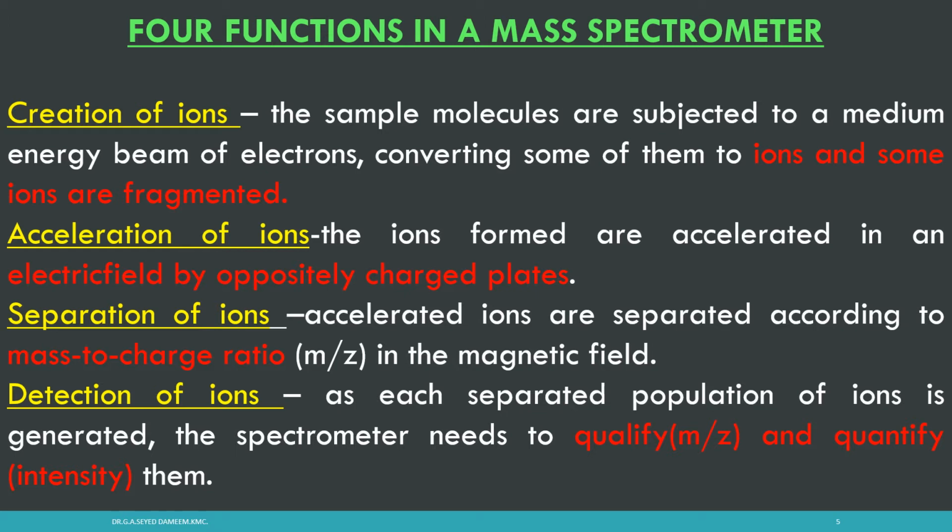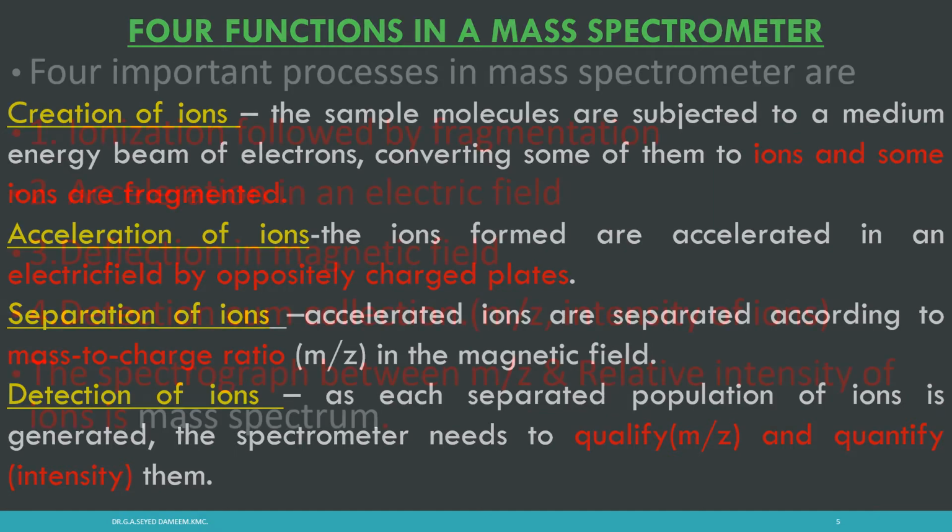And the separated ions are detected by the detector cum collector device, that is, detection of ions. As each separate population of ions is generated, the spectrometer needs to qualify, that is m by z, and quantify the intensity of the ions.